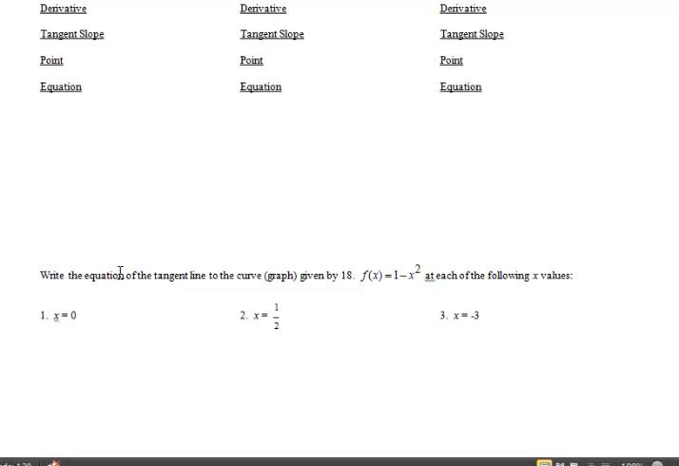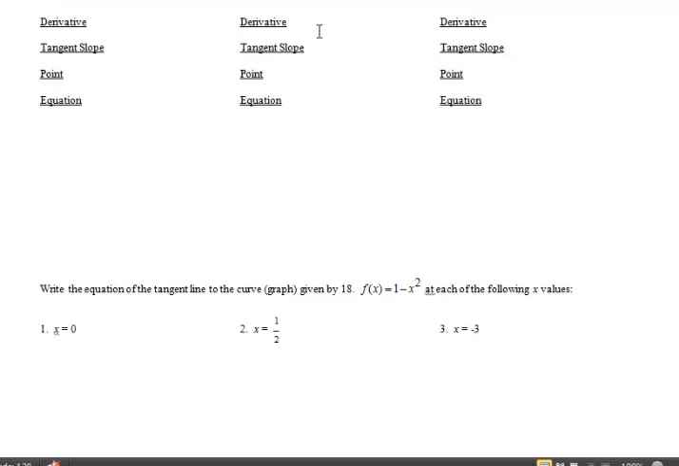Okay, it says write the equation of the tangent line to the curve given by, and here's the function, at each of the following x values. Well, I had you find the derivative for 18 so that we could actually find these equations of these tangent lines here. Okay, so you've already found the derivative. We don't have to do that again, okay, the long way. You just have to write it down.